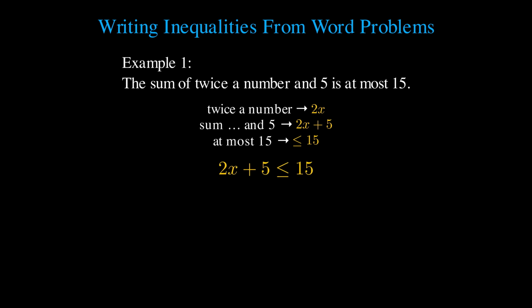From here, we solve the inequality just like an equation. Subtract 5 from both sides to get 2x is less than or equal to 10. Then divide both sides by 2, which gives us x is less than or equal to 5.